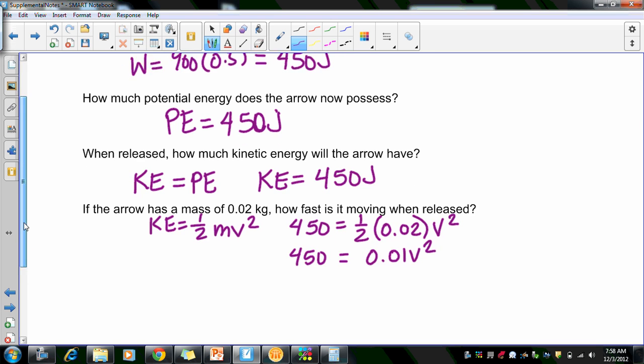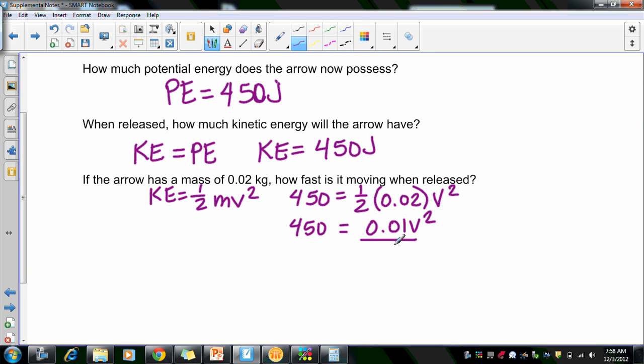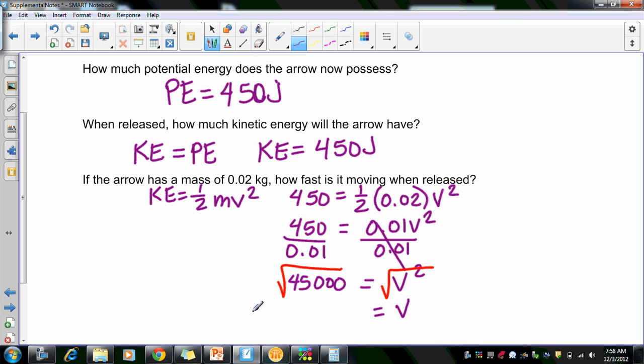So now we divide by 0.01, and we're left with v squared on this side, and we're left with 45,000 on this side. Now to find v, we take the square root of both sides, and we get 212.1 meters per second. So arrows can move extremely fast.